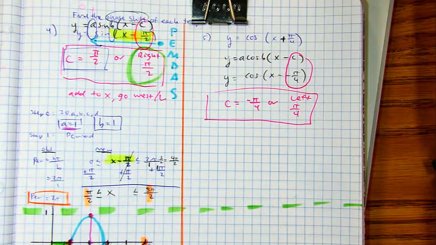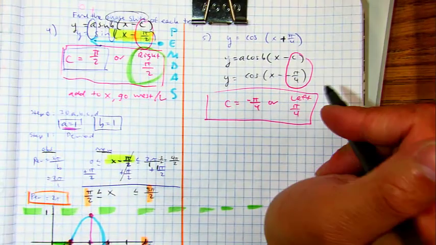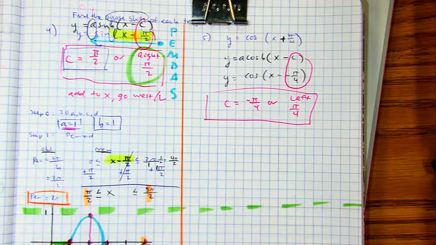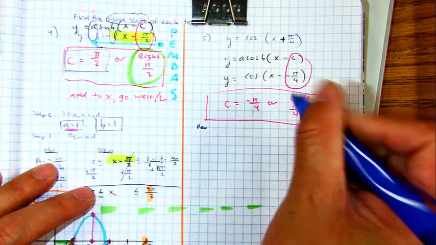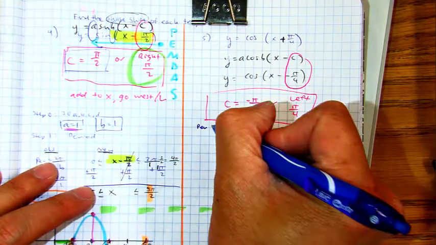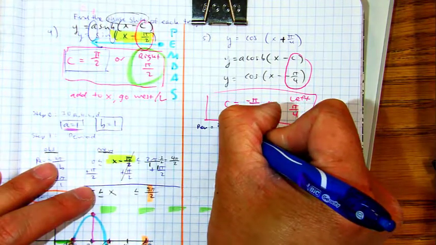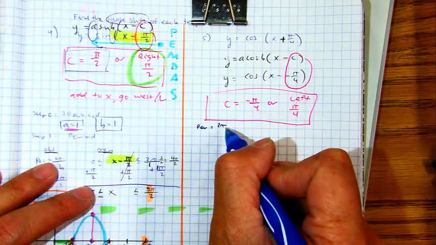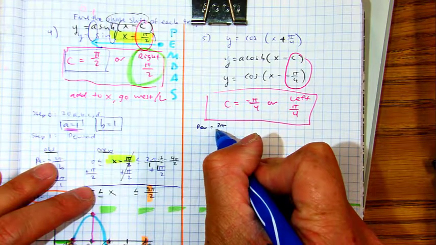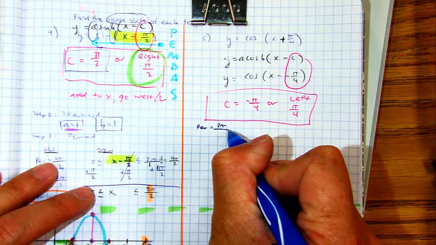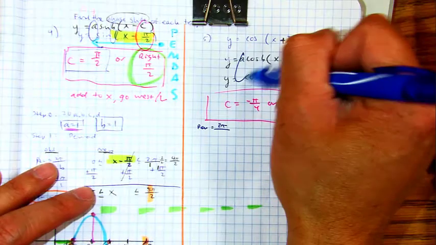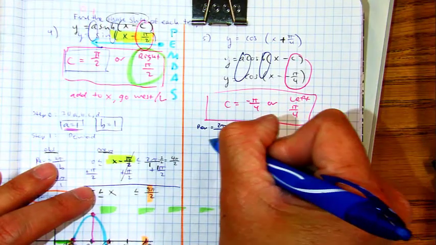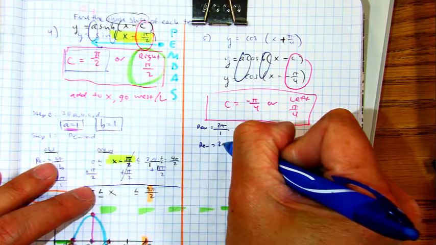Damien, what'd you do first? What's your equation for the period? So what's your B value? Yeah. So our period is 2 pi. Raise your hand if you got 2 pi.